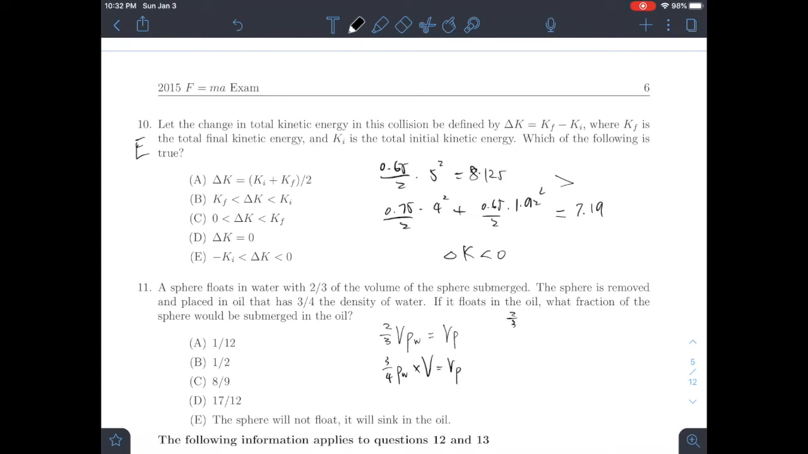Then we can equate both equations. We have 2/3 V times rho w is equal to 4/3 of x times V times rho w. Cancel out V, cancel out rho w. We have 8/9 is equal to x. Then we have answer C.